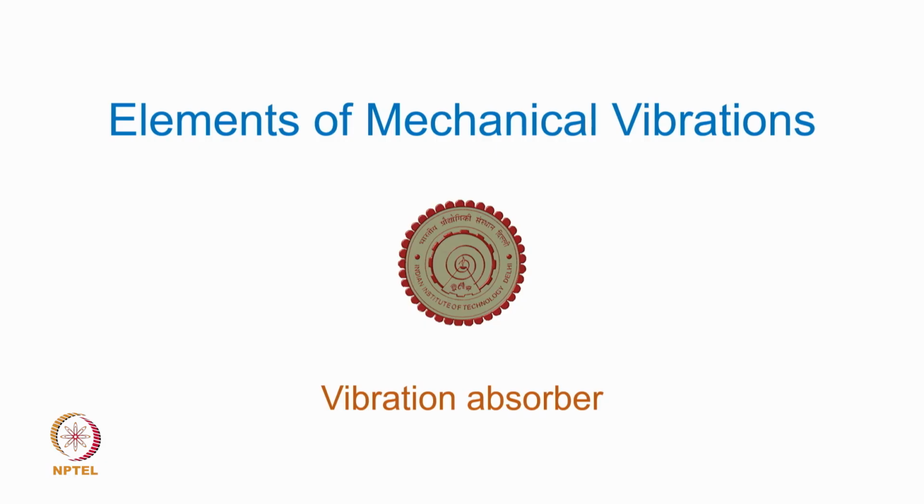Hello and welcome to this lecture of the course Elements of Mechanical Vibrations. Having discussed the free and forced vibrations of a typical 2-degree of freedom system, in this lecture we will devote some time to understand what a vibration absorber is all about and how designing this vibration absorber can help us control vibrations, particularly resonant vibrations of a typical vibratory system.